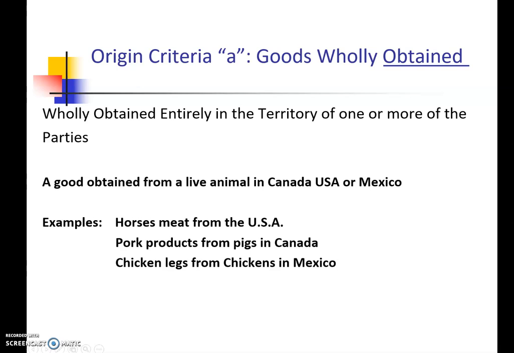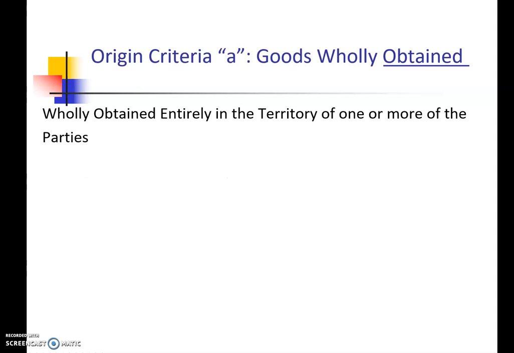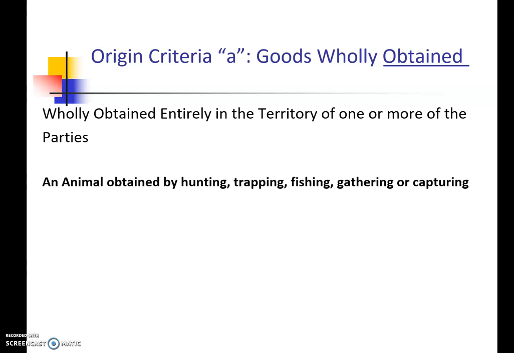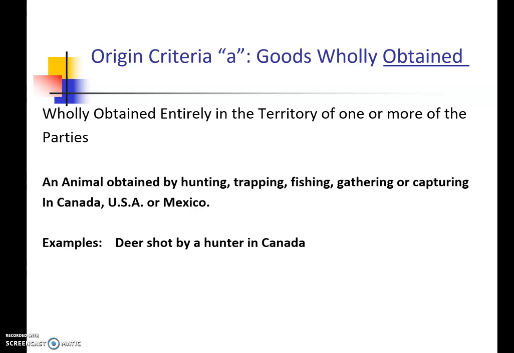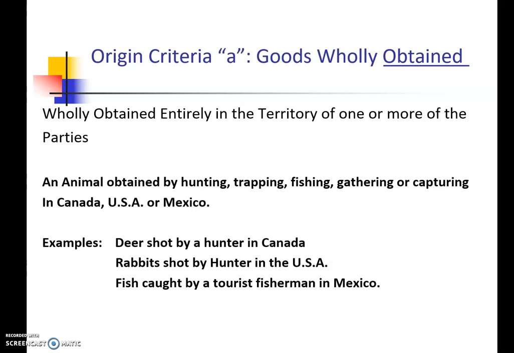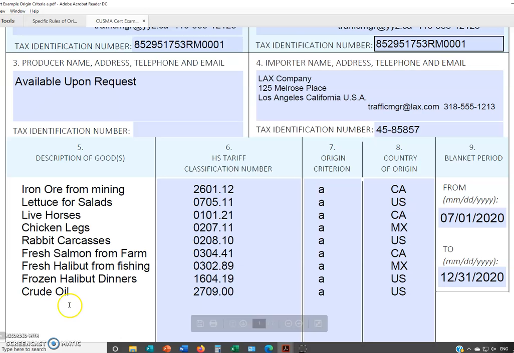Okay, continue on. We've got an animal obtained by hunting, trapping, or fishing, or capturing in Canada, United States, or Mexico. Some examples: if you're a hunter and you come up to Canada and you shoot a deer, that deer automatically qualifies for the Canada-US-Mexico agreement. It's duty-free, origin criteria A, because it's wholly obtained. Rabbit shot by a hunter in the United States, and fish caught by a tourist fisherman in Mexico. If you're bringing them back to anywhere inside North America, they're origin criteria A. They're wholly obtained.